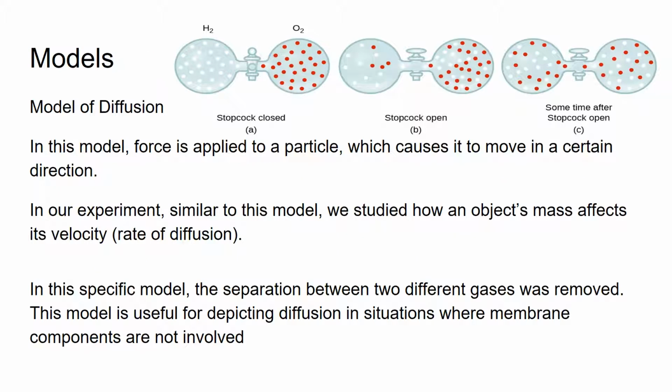second. So for our model of diffusion, in this model, force is applied to a particle, which causes it to move in a certain direction. In our experiment, which is similar to this model above, we studied how an object's mass affects velocity, its rate of diffusion. So if we look at the diagram above, we have two separate gases divided by a stopcock. By removing the stopcock, the gases can diffuse naturally, and it's reflected in model C.